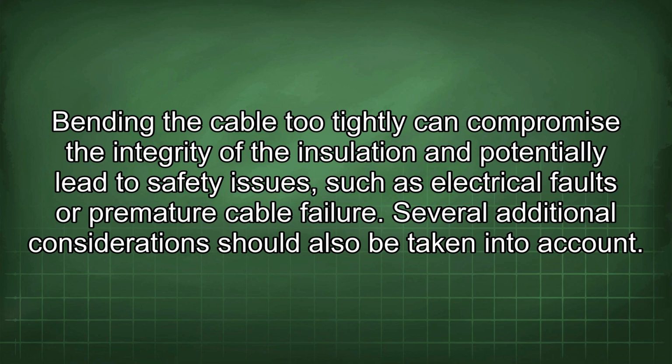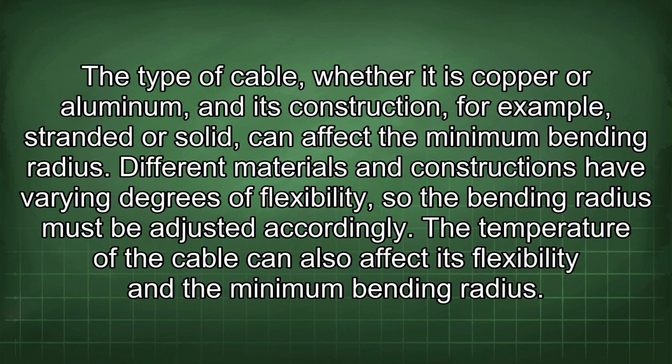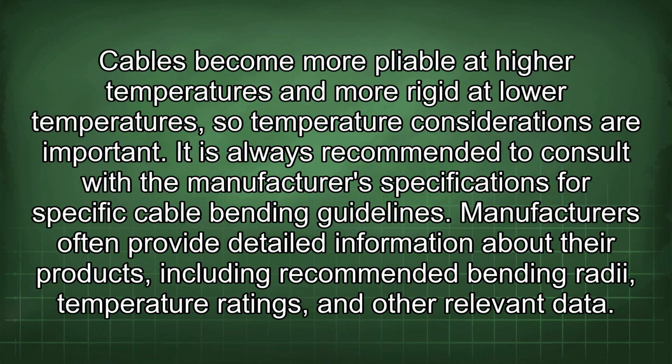Several additional considerations should also be taken into account. The type of cable, whether it is copper or aluminum, and its construction, for example, stranded or solid, can affect the minimum bending radius. Different materials and constructions have varying degrees of flexibility, so the bending radius must be adjusted accordingly. The temperature of the cable can also affect its flexibility and the minimum bending radius. Cables become more pliable at higher temperatures and more rigid at lower temperatures, so temperature considerations are important.